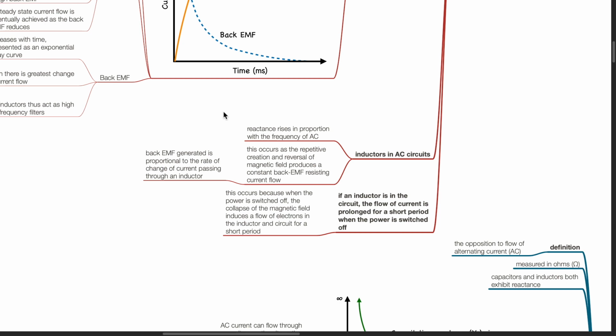If an inductor is in the circuit, the flow of current is prolonged for a short period when the power is switched off. This occurs because when the power is switched off, the collapse of the magnetic field induces a flow of electrons in the inductor and the circuit for a short period.